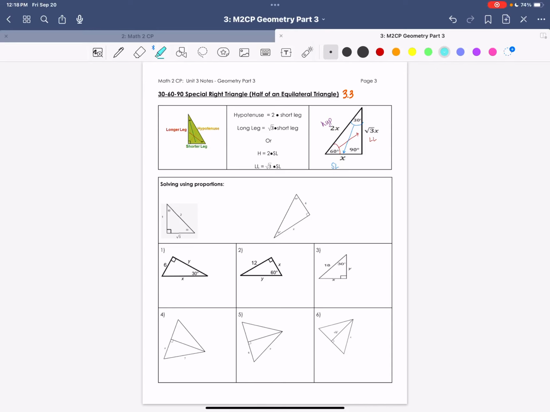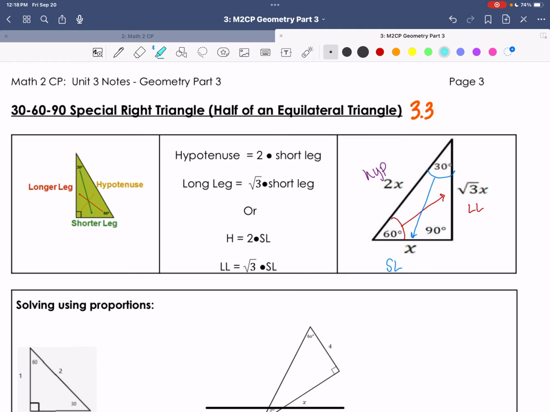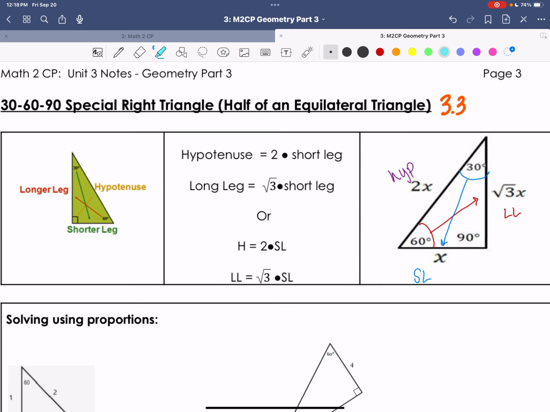All right, today we're going to talk about another special right triangle. This is a 30, 60, 90 degree right triangle, and it's half of an equilateral triangle. So let's make sure we know our parts first for the triangles, because it's very important we know which one's the hypotenuse, which one's the longer leg, which one's the shorter leg.